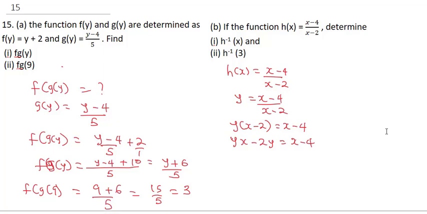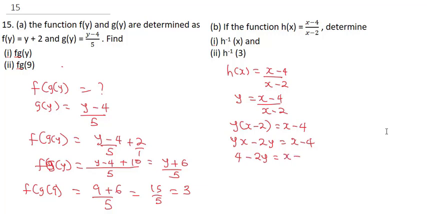So we will move 4 from this place to this side. This will be 4 minus 2y will be equal to x minus yx. So from here you can have 4 minus 2y is equal to x into 1 minus y. So you can make x the subject of the formula from here by dividing both sides by 1 minus y, which will give you 4 minus 2y all over 1 minus y.